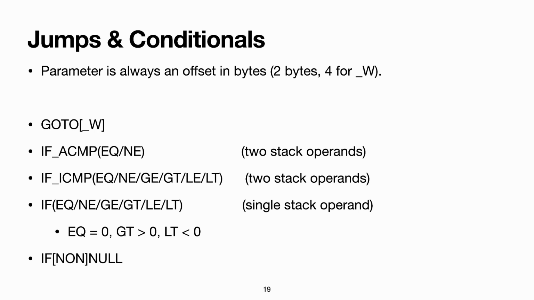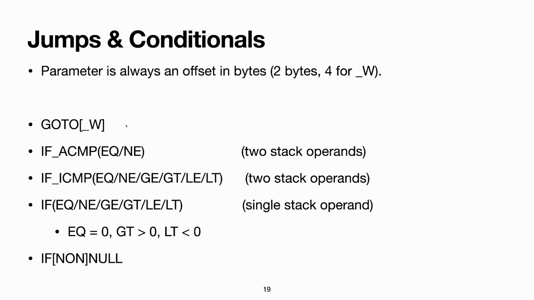Now we come to jump and conditional. So jumping simply means jumping to an instruction ahead or jumping back to a previous instruction. The jump is expressed by an offset, which is usually encoded on 2 bytes. It can also be encoded in 4 bytes for the goto_w instruction, and W there is for wide. So goto is the unconditional jump. For instance, if the offset for goto is 10, then you'll unconditionally jump 10 instructions forward.